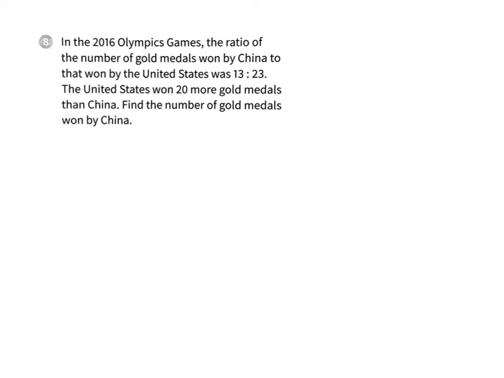Okay, one more question before we end off for today's lesson. In the 2016 Olympic Games, the ratio of the number of gold medals won by China to the United States, so China is to US, is 13 is to 23. Given that the United States won 20 more gold medals, so the keyword here is more. So what is the difference between the number of units? I take 23 minus 13, that gives me 10 units.